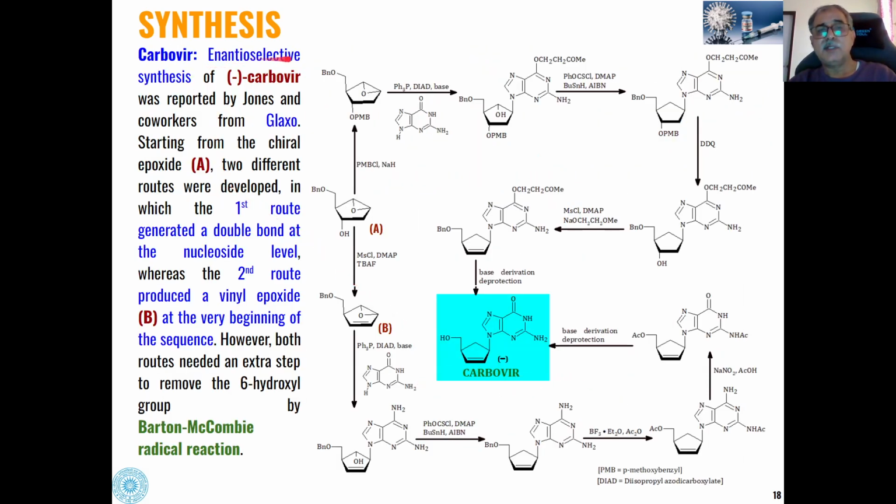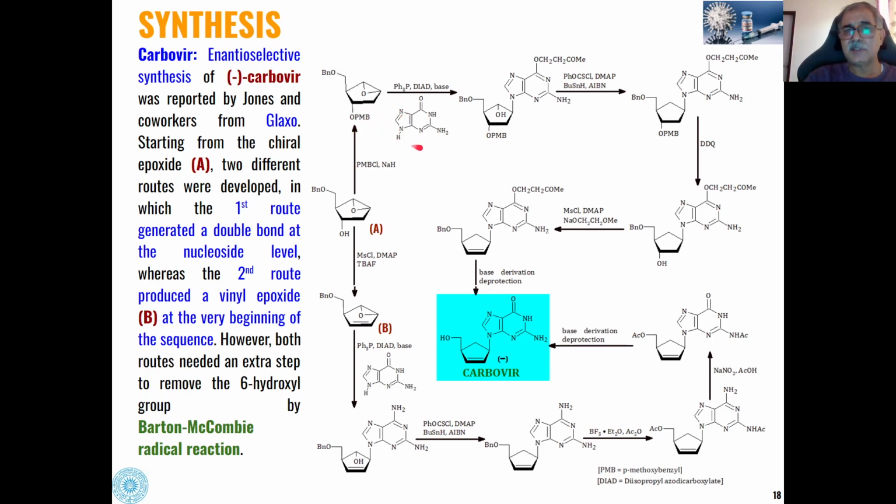Then another enantioselective synthesis was reported by Jones and co-workers from Glaxo Industries. So what they have done is they have started from this chiral epoxide, and they have developed two different routes. First route is that if we react this with PMB, paramethoxybenzyl chloride, in sodium hydride, then the corresponding benzyl ether, methyl ether will be formed at this place.